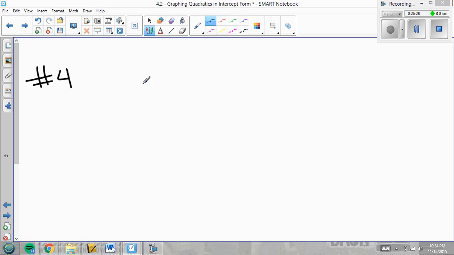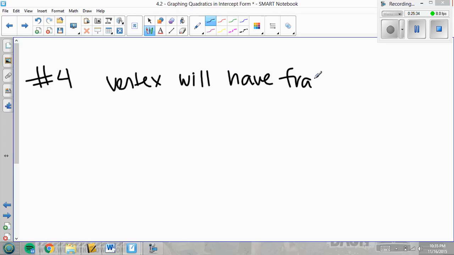Number 4 on your homework, your vertex will have a fraction. That's the only one. So on number 4, it probably would be a good idea to use the p plus q and divide it by 2 instead of counting to the middle. So number 4, very important, your vertex will have a fraction. Okay, 5, 6, 7, and 8 are just your distribution.